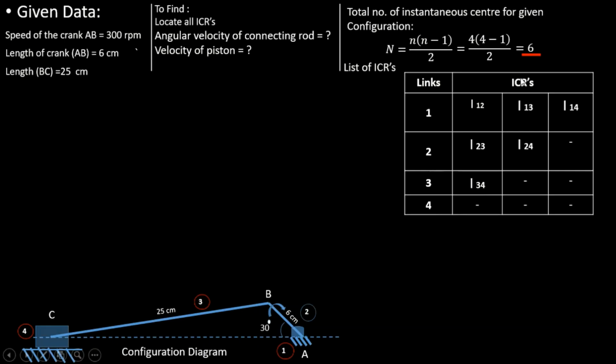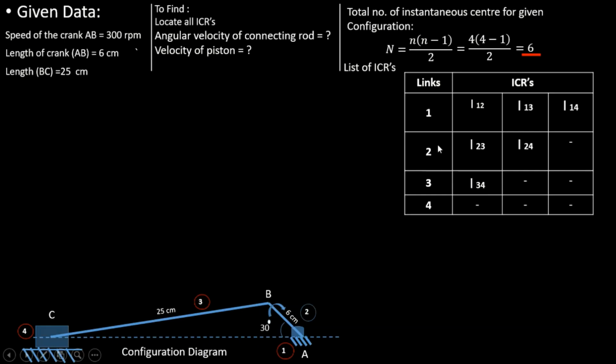Then we have to write the instantaneous centers. So how to write this instantaneous centers? First go to the link number 1, then I. Keep 1 as fixed and change the second digit. So it is I12. Then next I13. 1 is constant. After 2, 3. So it is I13. Next is I1 is constant. After 3 we are having link number 4. So it is I14.